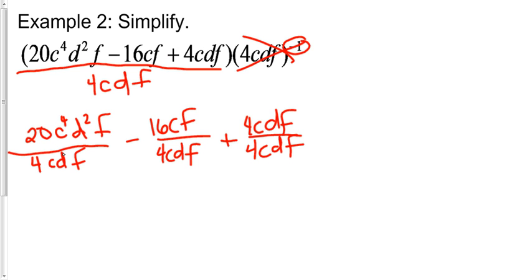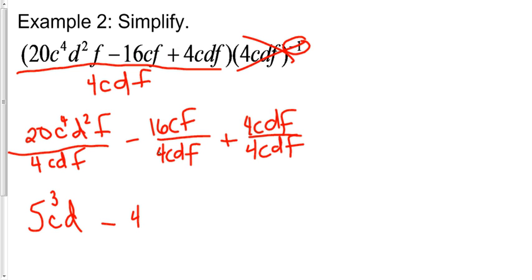Okay, so we're dividing 20 divided by 4 gives me 5. And then to put the c's, the d's, and the f's together, we're going to subtract their exponents. So we end up with c to the third, d to the first, or just d, and f divided by f gives you 1. In other words, they cancel out. So we get 5c to the third d minus 16 divided by 4 is 4.